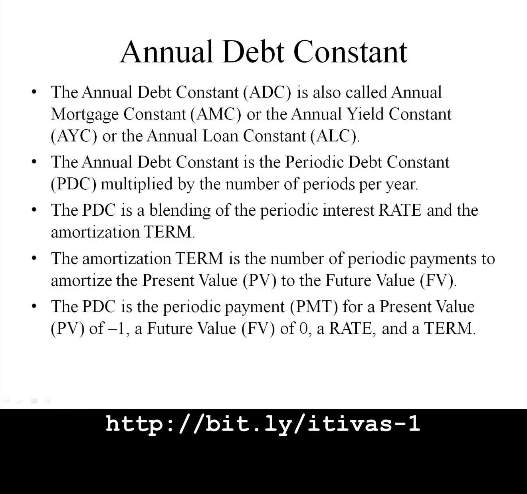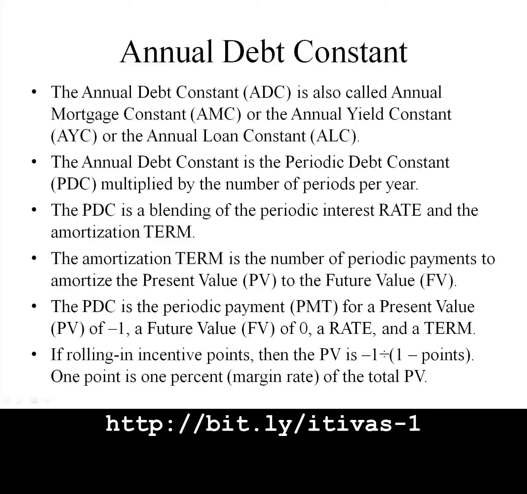The PDC is the periodic payment, PMT, for a present value, PV, of -1, a future value of 0, a rate, and a term. If rolling in incentive points, then the PV is -1 divided by the quantity 1 minus points. 1 point is 1% as a margin rate of the total present value.